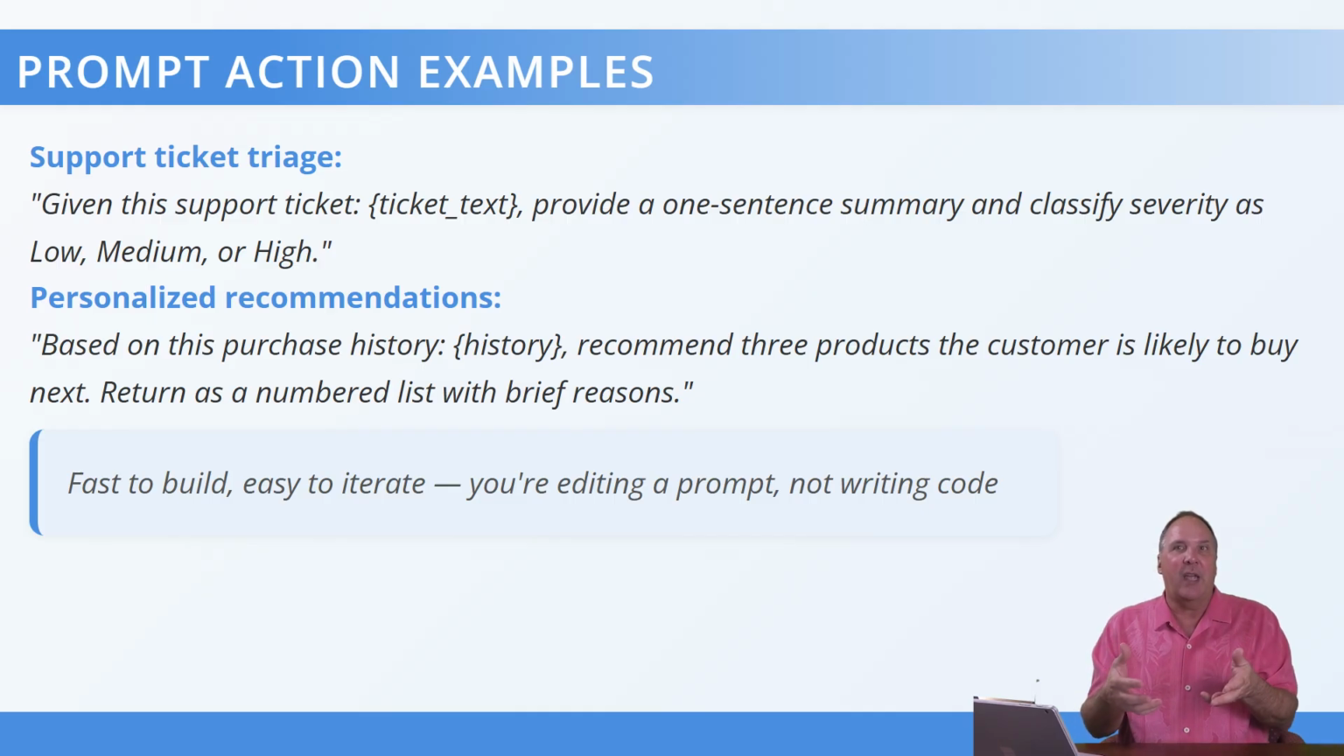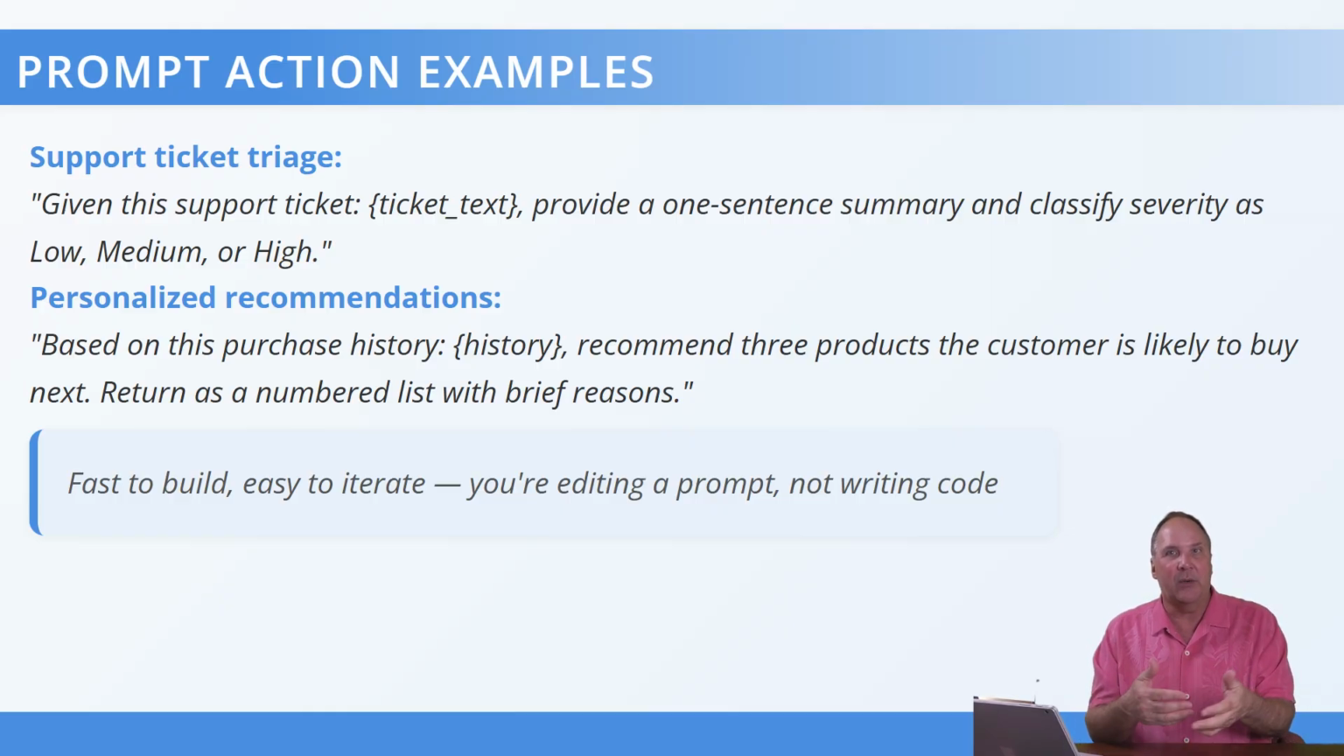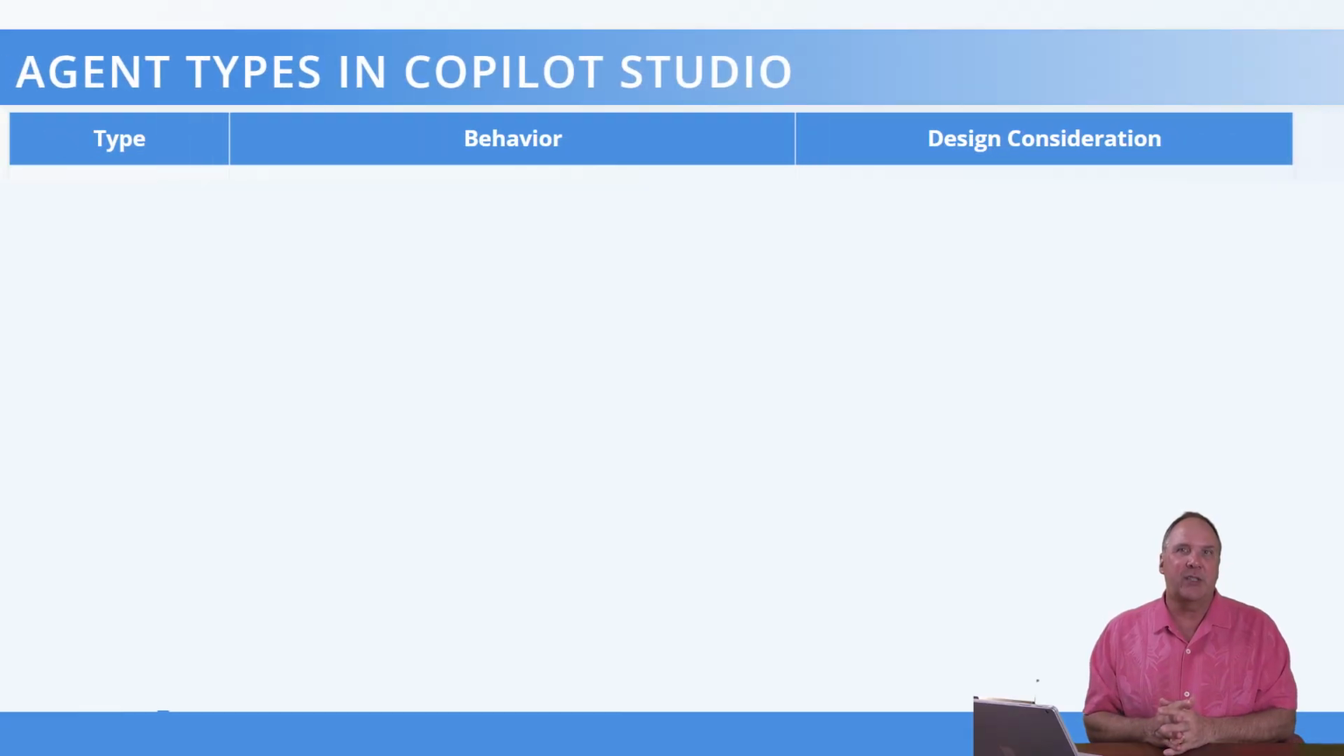Prompt actions shine when you need to transform, summarize, classify, or generate structured content from unstructured input. They're fast to build and easy to iterate because you're just editing a prompt. You're not writing code. Now let's talk about the 3 agent types the exam explicitly tests.